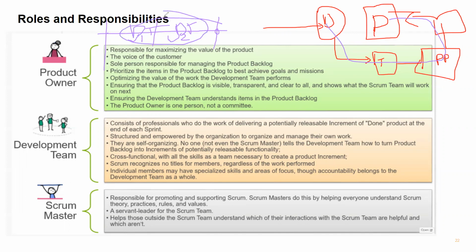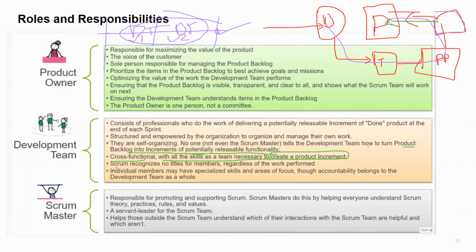Do you understand? So if the product owner thinks, okay, let us release this product, then you just push it to production. That is what they say: the potential releasable functionality. The development team is a cross-functional team with all the skills necessary to create a product increment. A product increment is nothing but the item which can be pushed to production.